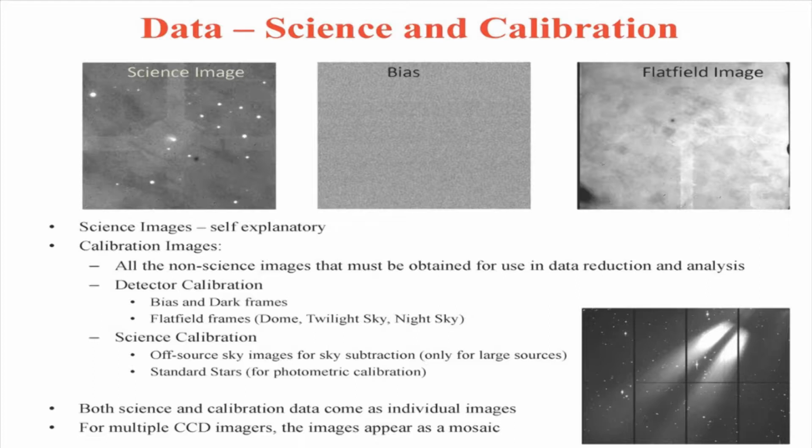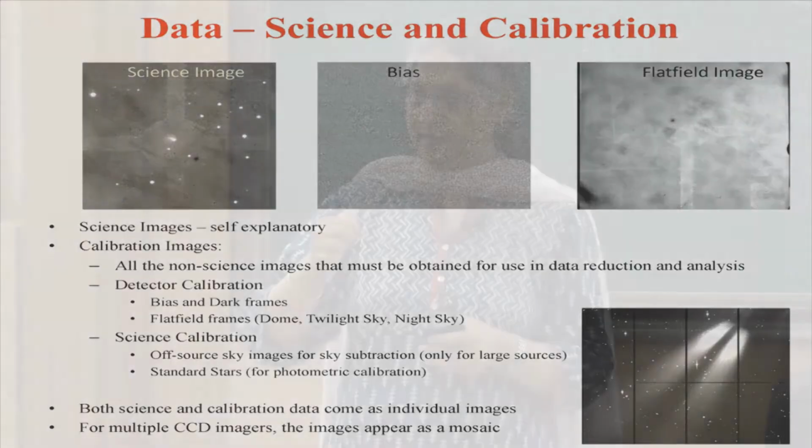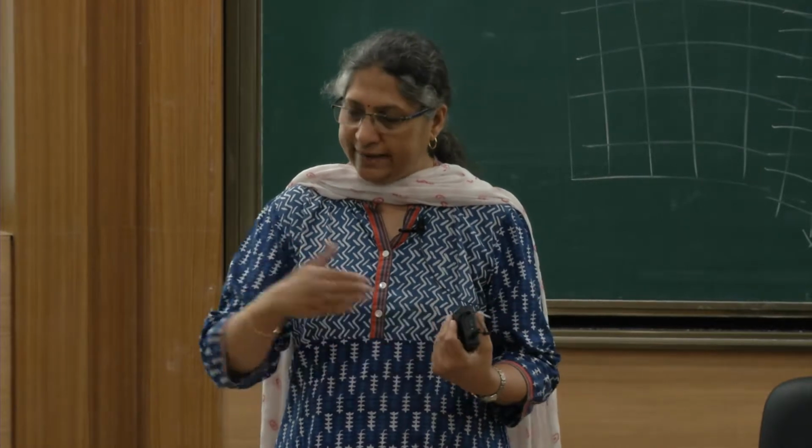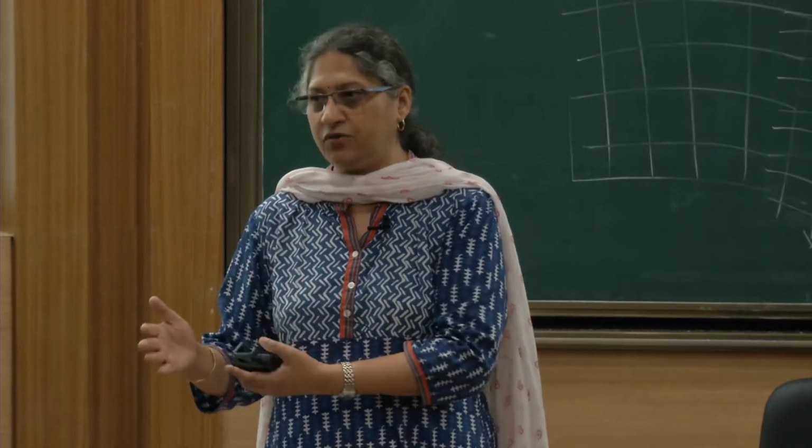And for the science calibration itself, in certain cases you might need to take images which are slightly off the actual source area, where you have slightly blanker fields. This is in case your objects are extended objects and they more or less fill up the whole detector. So you do that because you also need to subtract the photons which are coming from the night sky. So for what we call sky subtraction, you might want to take another image which is offset from the object of interest.